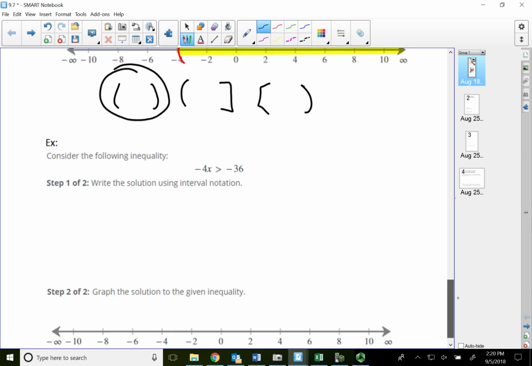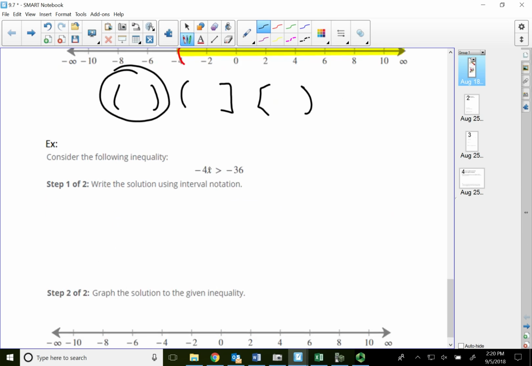All right, let's try another one. So this time, my negative 4x is greater than negative 36. Since I only got 2 terms, I can divide both sides by negative 4, which is a negative coefficient. So my inequality now got to switch over, which will be x is less than 9.